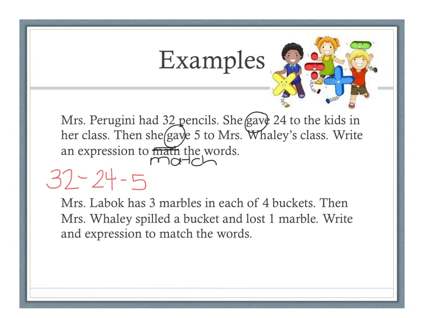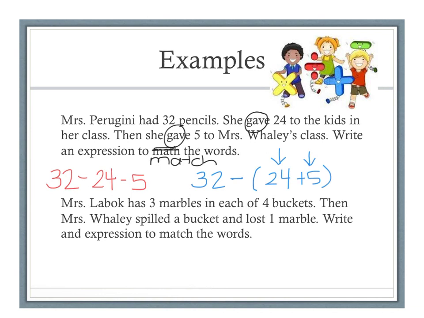We could also write this another way. Because Mrs. Perugini started with 32 pencils, we still start with 32. We know she gave some away, so we're subtracting. But in parentheses, we could write 24 plus 5 because that's the total number of pencils she gave away. She gave 24 to her class, and she gave 5 to Mrs. Whaley's class. 29 total. So we could put the amount she gave away in parentheses and subtract that from how many she started with.